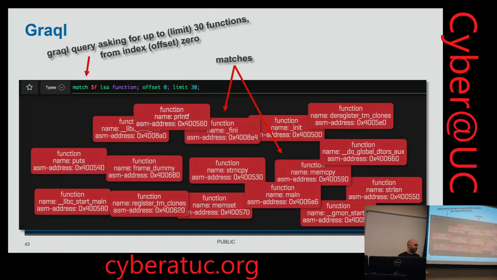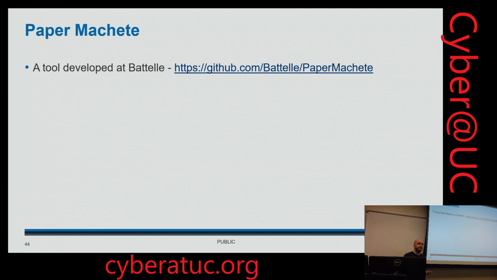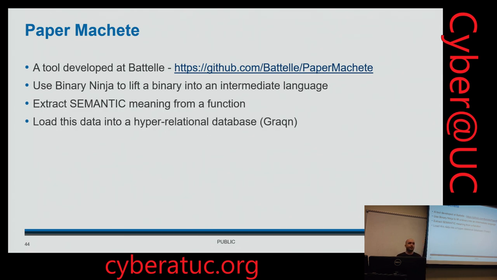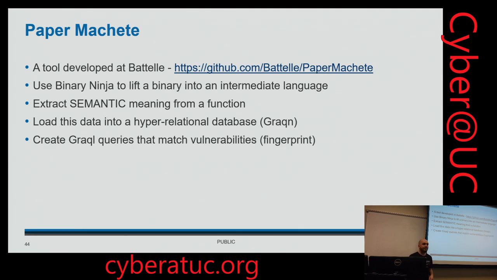Then Gracken allows us to write queries to build rules for identifying things. We can say, hey, I want everything that looks like a function, and it will return everything that looks like a function. Again, we combined these two tools into something called Paper Machete. We use Binary Ninja to lift a binary into an intermediate language, extract some semantic meaning behind those functions, then load this data into a hyperrelational database in Gracken, and create Grackle queries that match vulnerabilities. So this is us creating a fingerprint for a vulnerability.